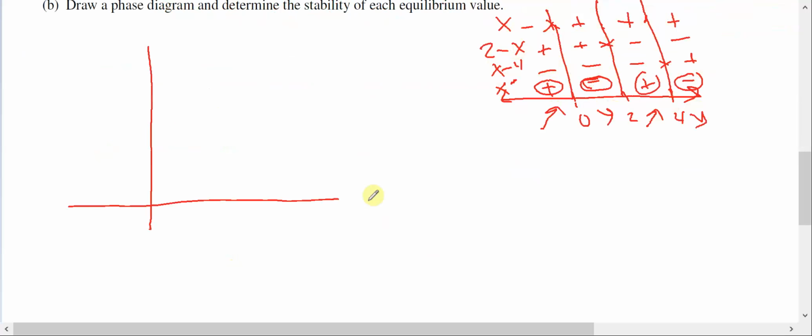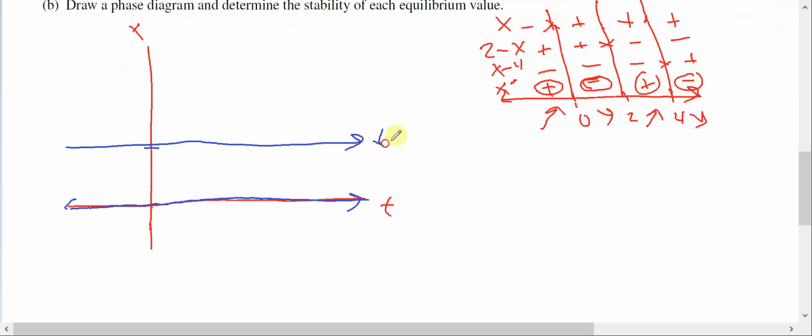And so there's my x-axis and my t-axis. I'm going to put my equilibrium values on here. So there's one at 0. I'll make it a different color. So there's an equilibrium value here at 0. And then there's one at 2. And then there's one at 4. And what I've just determined here is that these are my x's. It's increasing for x less than 0. Sorry, x is less than 0, right?